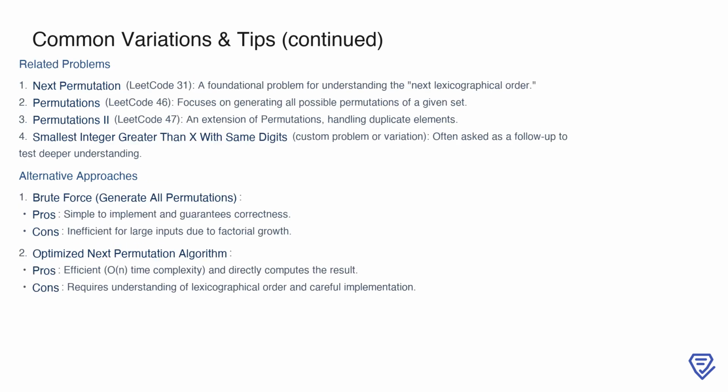To deepen your understanding, it's helpful to explore related problems. For example, the next permutation problem on LeetCode, problem number 31, is foundational for learning how to determine the next lexicographical order. Another useful problem is permutations, problem number 46, which focuses on generating all possible permutations of a given set. A more advanced version of this is permutations 2, problem number 47, which introduces the challenge of handling duplicate elements. Additionally, a commonly asked variation is to find the smallest integer greater than a given number using the same digits. This type of question tests your ability to build on the core concepts of digit manipulation and permutation.